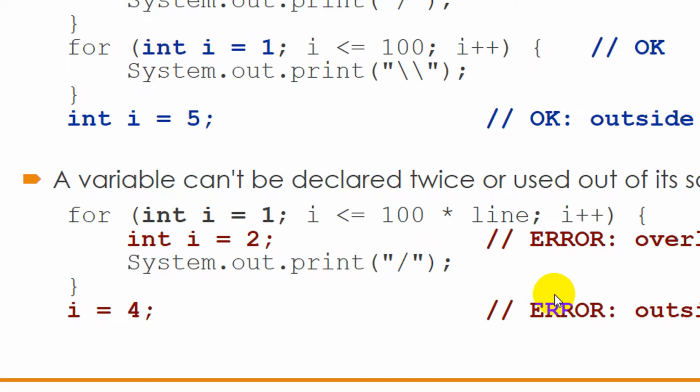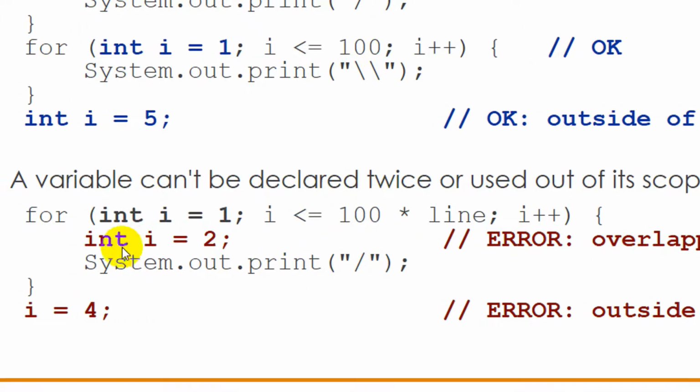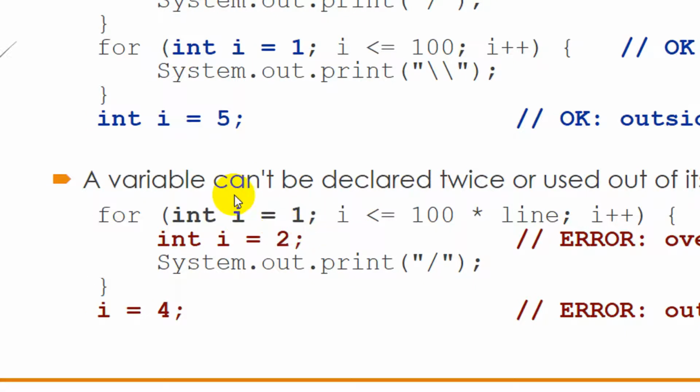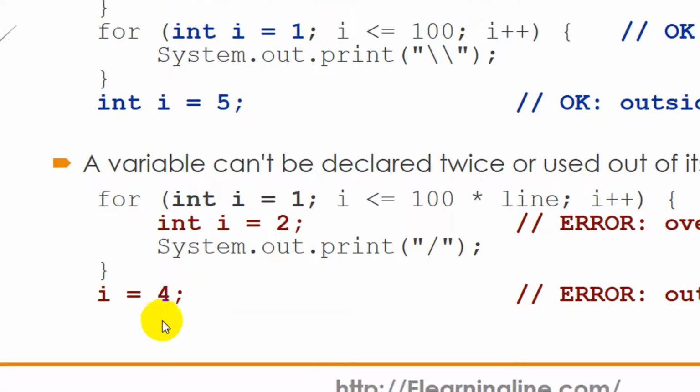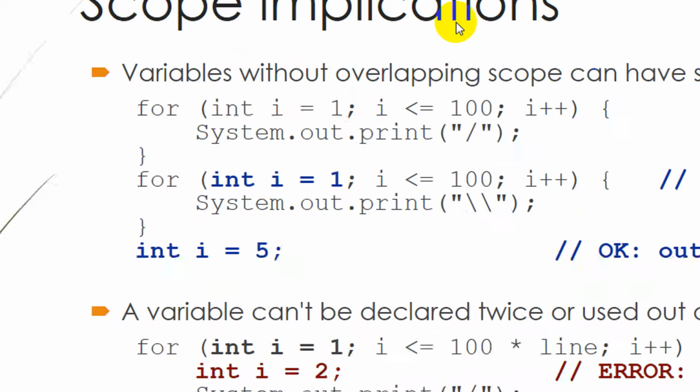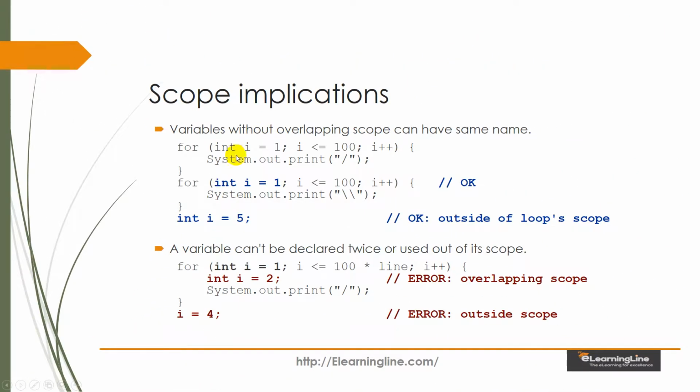If you look at this program, integer I equal to 1, I less than or equal to 100, I plus plus, and then you have integer I equal to 2. This is invalid because the scope is still valid for integer I, so it will overlap with the existing scope, and that's why this is not a valid way of doing things. But this one is outside the scope, so it's valid. Let's try to run this program.